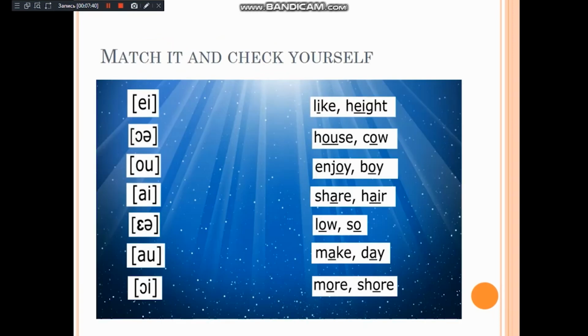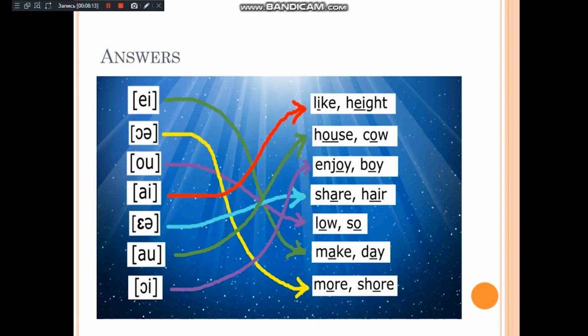So now let's try to find vowel pronunciation sounds of these words. Let's do matching exercises and check yourself. Okay, if you finish this exercise, let's check yourself.